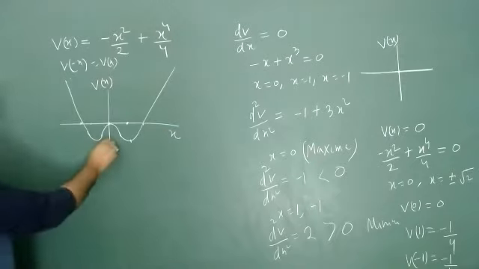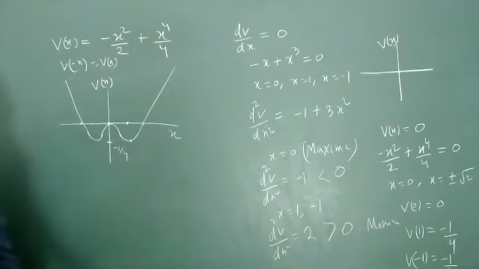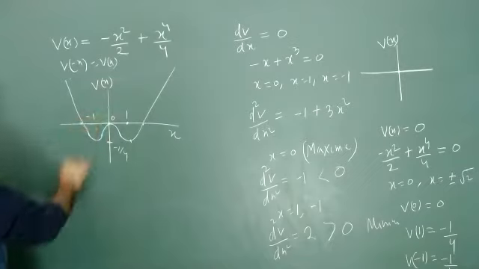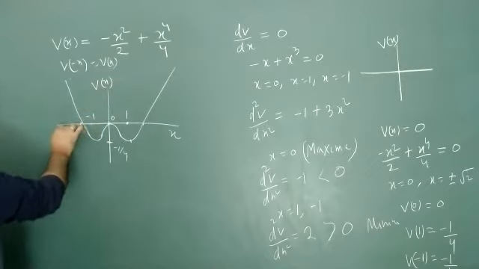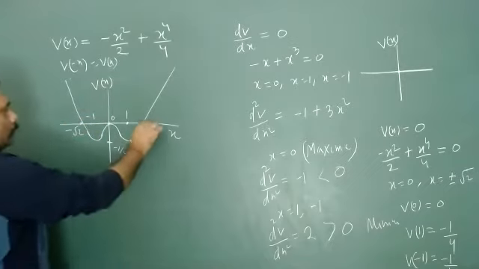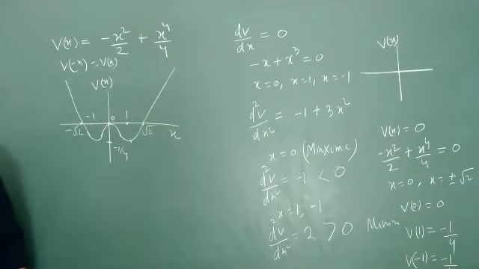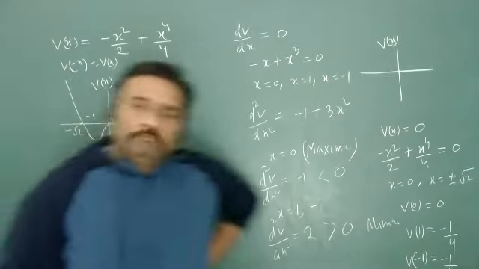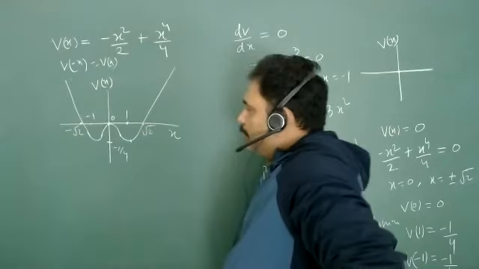This value is -1 by 4. I can give each and every point: -1, 1, 0, minus root 2, root 2. Great. Right? So this is my potential. Extremely nice potential. Very complicated motion. When we will discuss the motion, you will find it has very complicated motion.